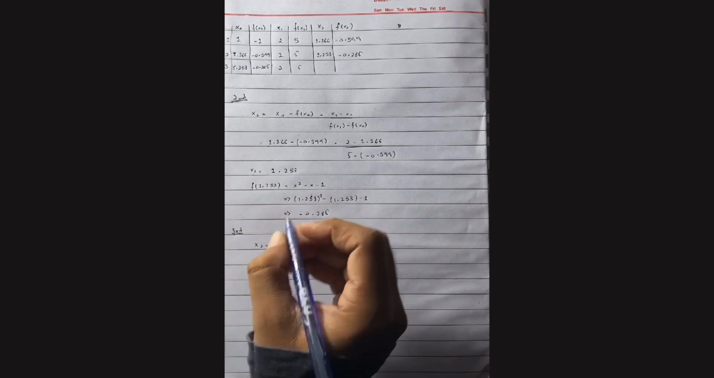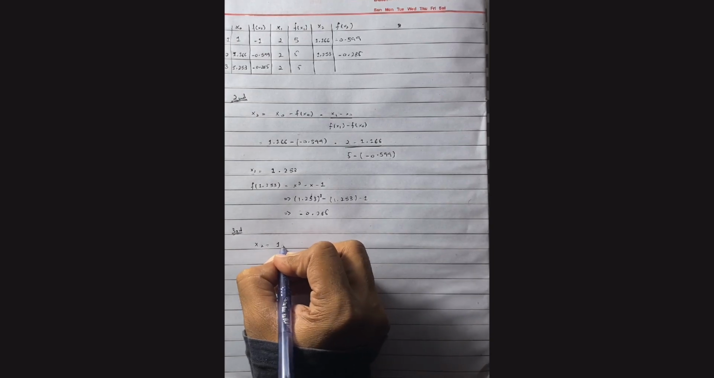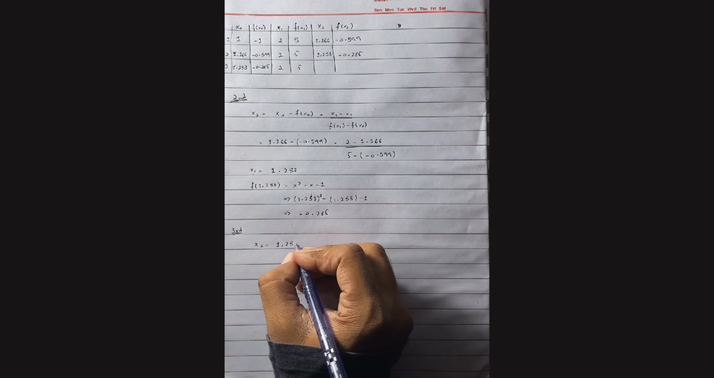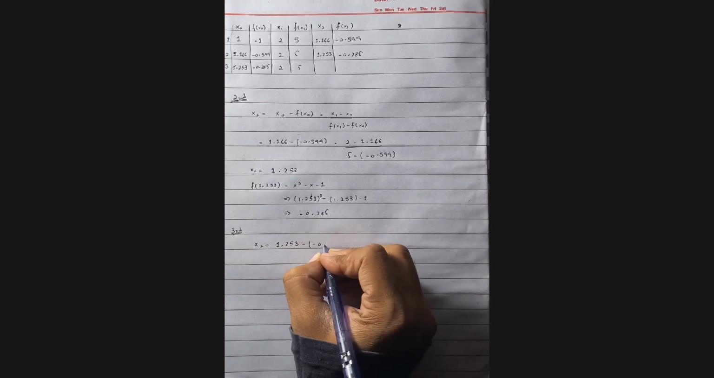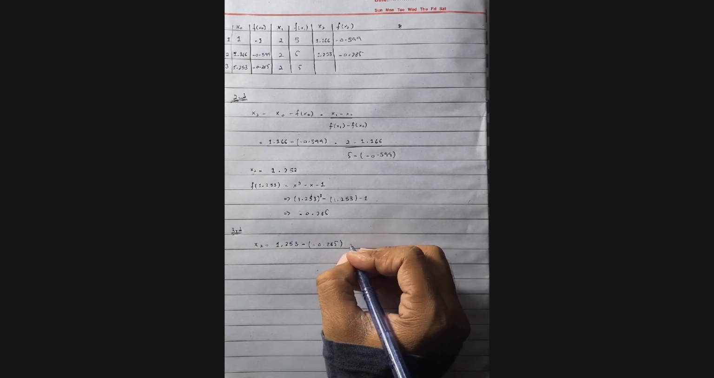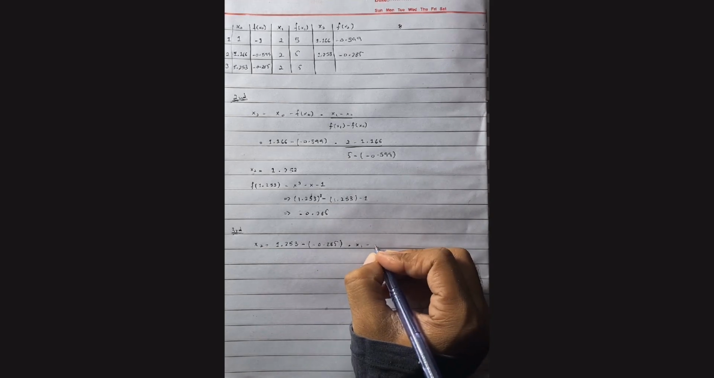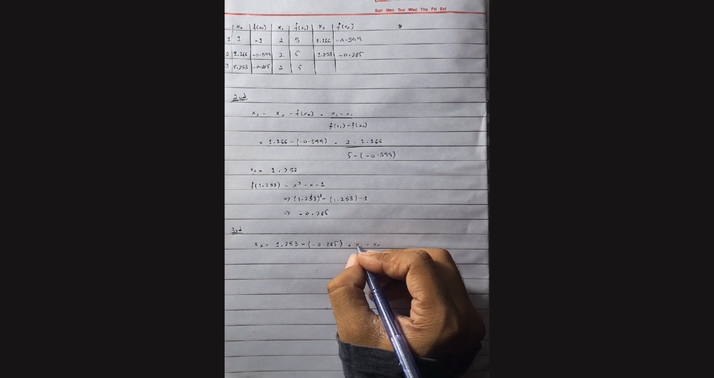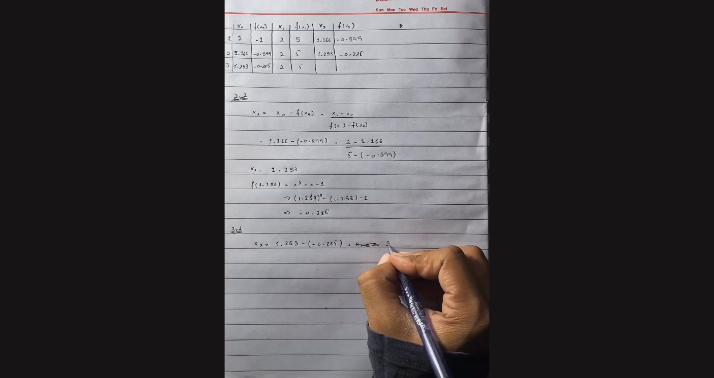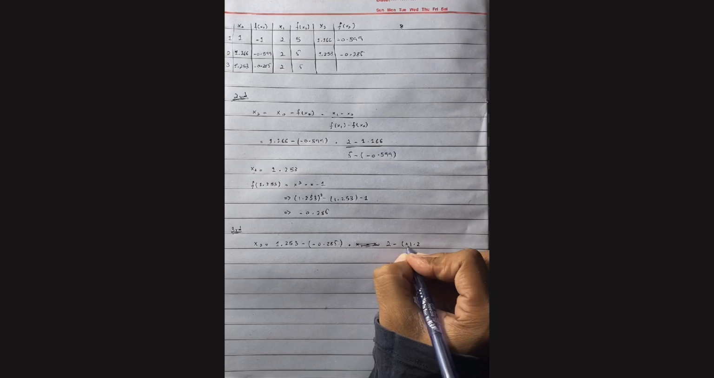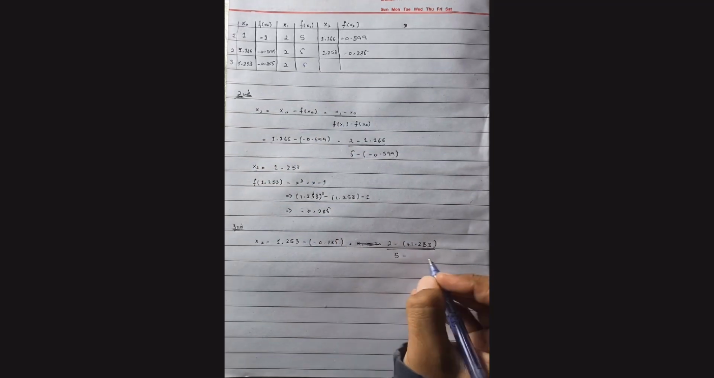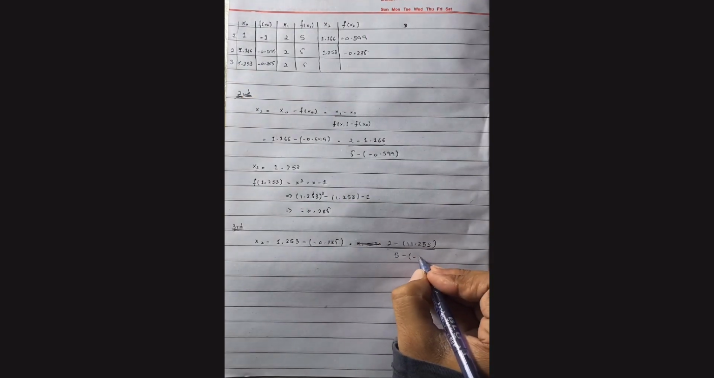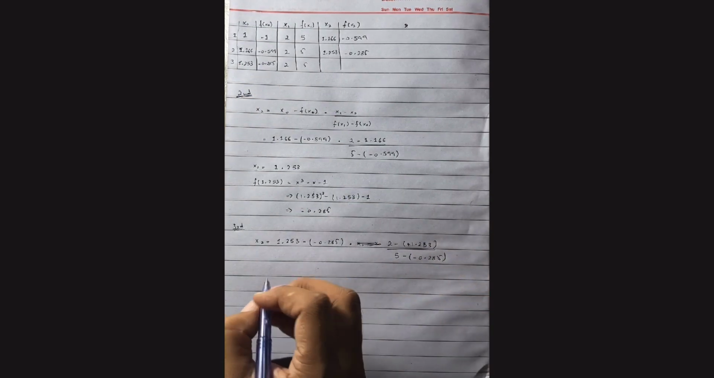Same formula, we put the values into it. x naught is changed again, so the new x naught is 1.253, minus the new f of x naught, which is minus 0.285, multiplied by x1 minus x naught, which is 2 minus 1.253, upon f of x1, which is 5, minus the new f of x naught, which is minus 0.285. So let's write this into the formula.